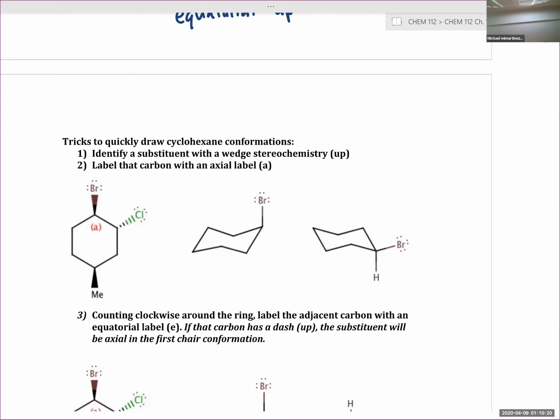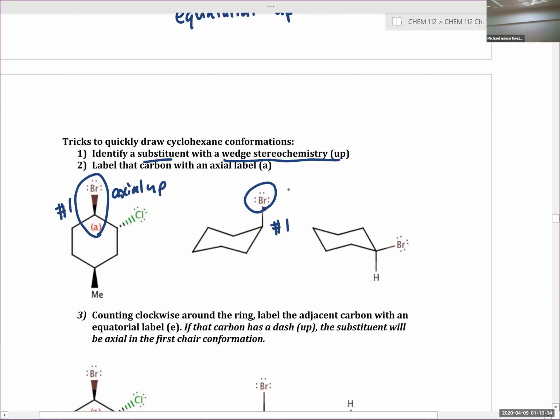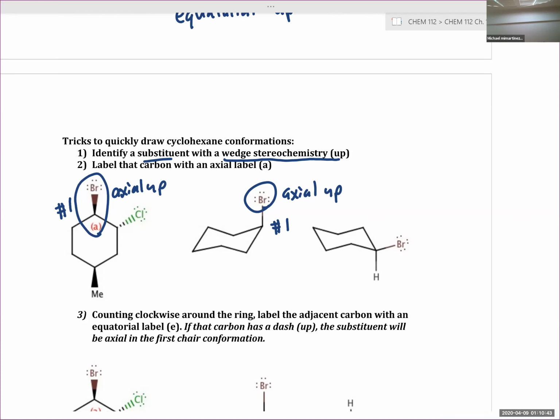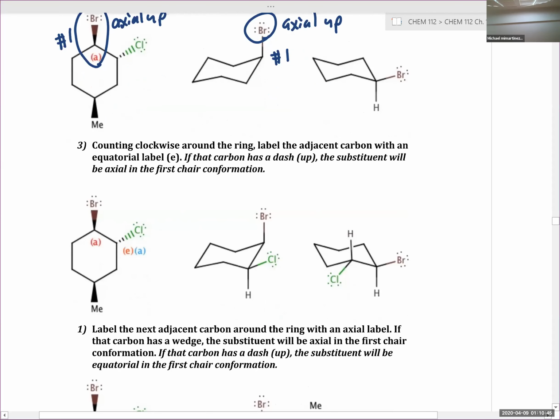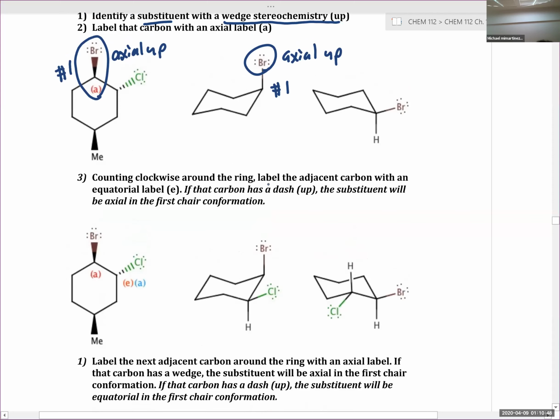Okay, so just like before, identify a substituent with a wedge stereochemistry. So we have a wedge, so this is going to be axial up. And I'm going to prefer to place that at carbon 1 if I can help it. So carbon number 1, this bromine is axial up. That is nothing new. Now here's where the cool part comes in. So counting clockwise around the ring, we're going to label the adjacent carbon with an equatorial label. So we have axial and equatorial.